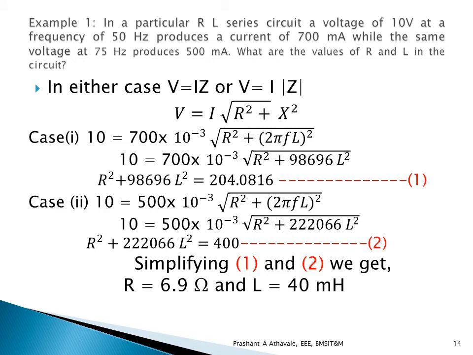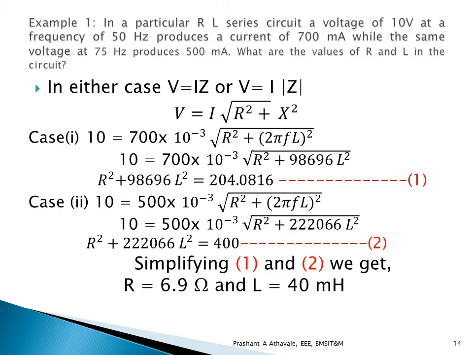And the same supply, when it has a frequency of 75 hertz, produces a current of 500 milliamperes. Now the question is, if this is the case, what are the values of resistance and inductance in the circuit? So you have to find the value of resistance and inductance, which is totally impeding the voltage such that a current of 700 milliampere flows in one case and 500 milliampere flows in another case.